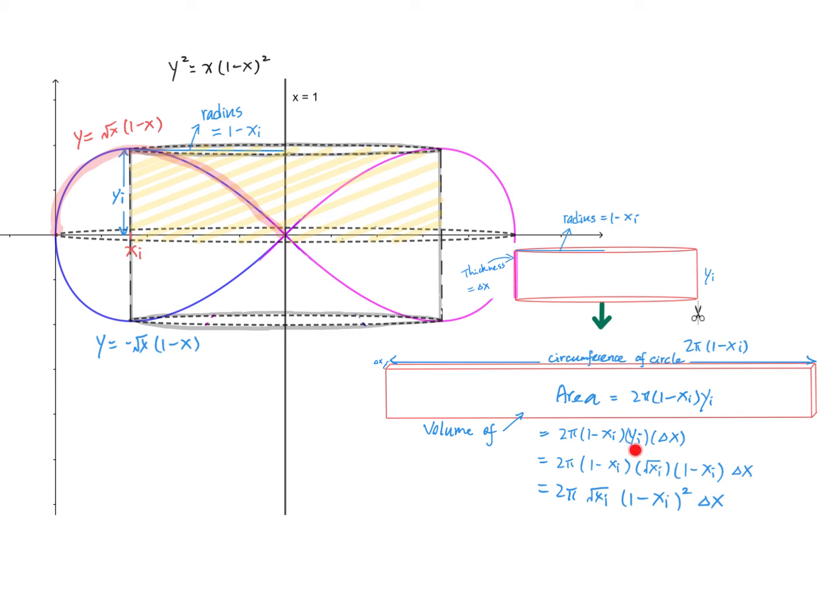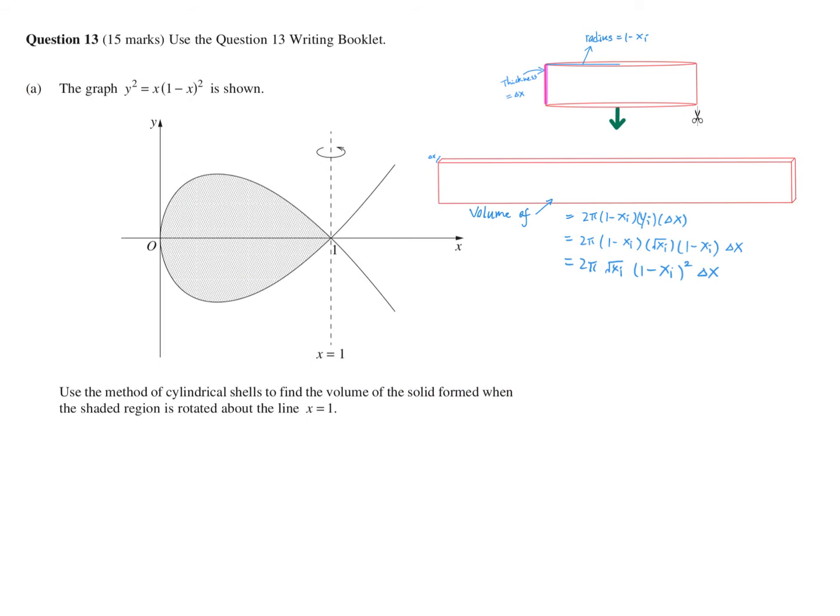We replace this yi by root xi times 1 minus xi. And then we combine this 1 minus xi and this 1 minus xi to become 1 minus xi squared. Then the volume of this half cylinder should be equal to 2 pi times root xi times 1 minus xi squared delta x. Now we have everything ready. Let's go back to our question.